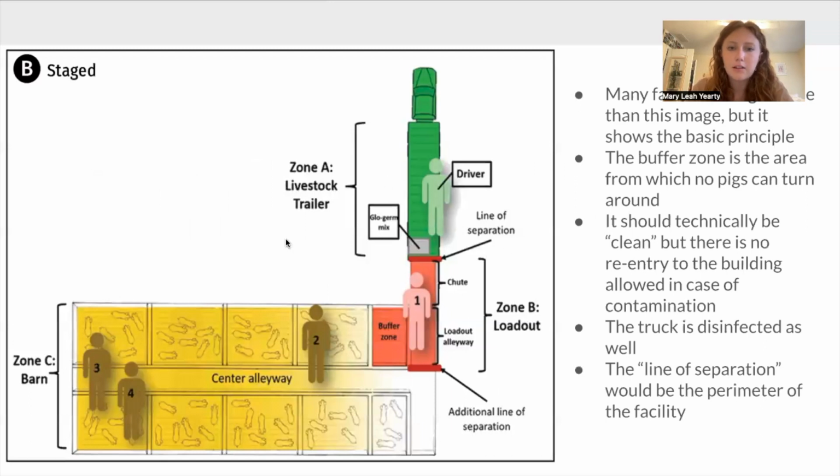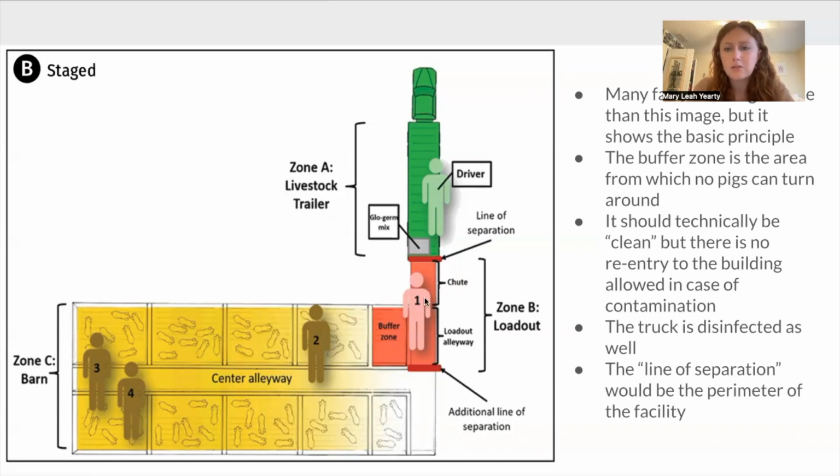This can be scaled up or down, and these are not all accurate sizes of these areas, but this yellow zone with the center alleyway in the barn, this would be the clean area. And then theoretically, the truck should be clean as well, but because it's coming from outside, there's really no guarantee about that. So it should be as disinfected as possible, but can be treated as a dirty area just for security. And this buffer zone is really important.